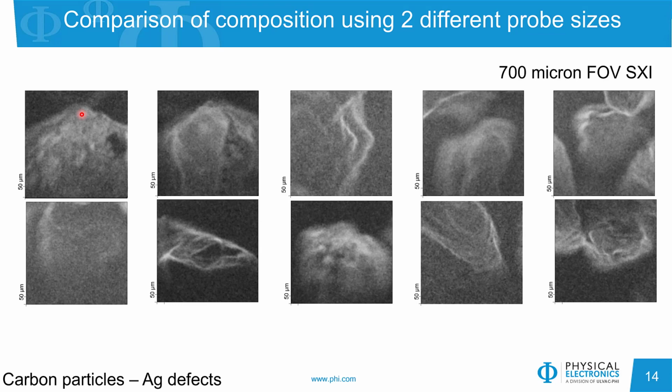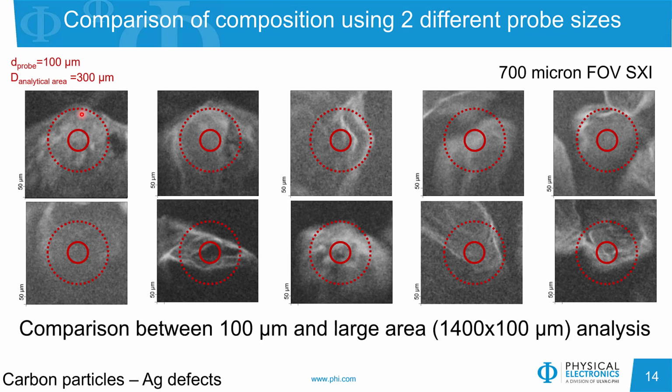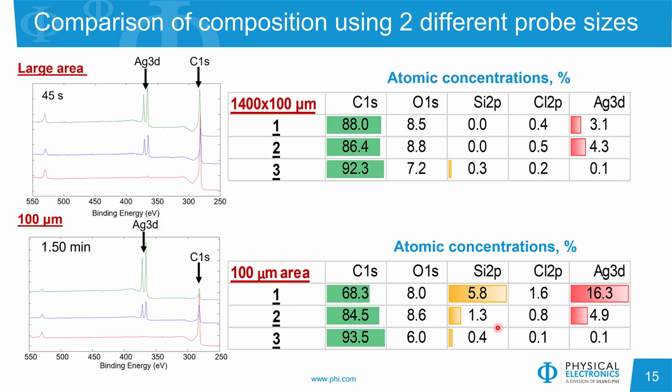So in order for us to understand the effect of area selected for analysis on the information we obtain, we have performed the following test. First, we used X-ray beam of 100 micron just to extract spectral information. That effectively corresponds to approximately 300 micron analytical area. And then we used the same X-ray beam of 100 micron, and we rastered over a large area, 1400 micron by 100 micron. So this is our large area mode. And we compared the data between these two probes.